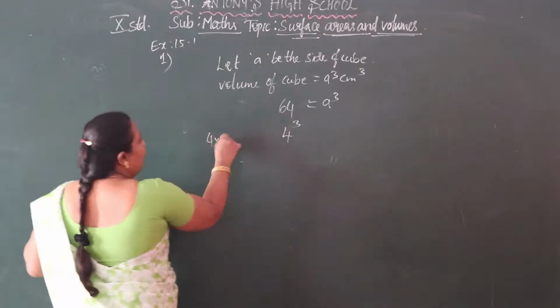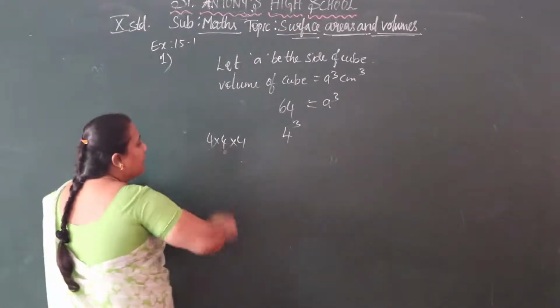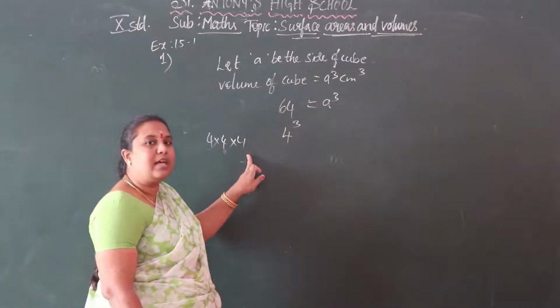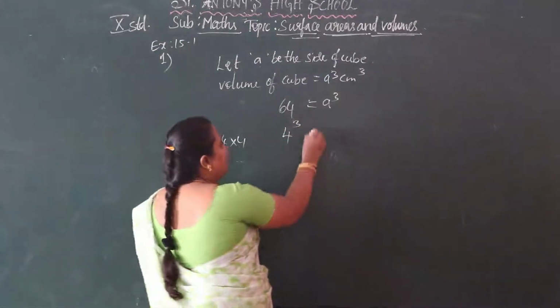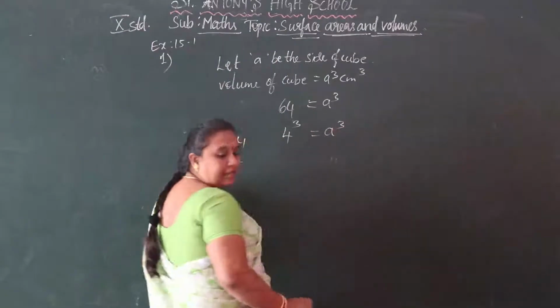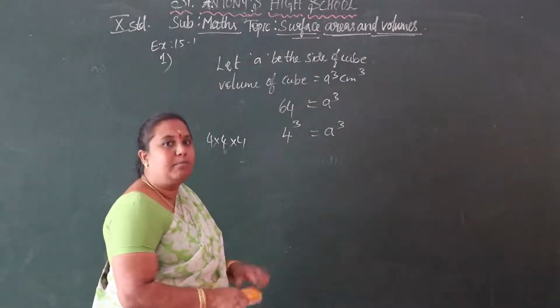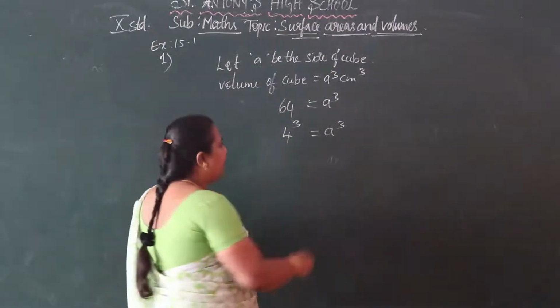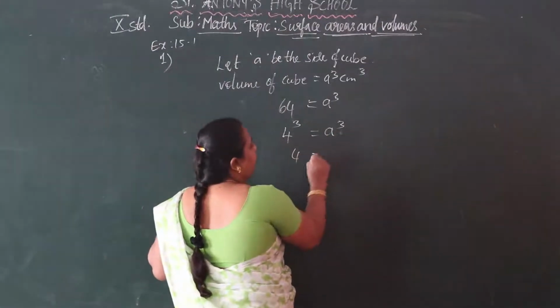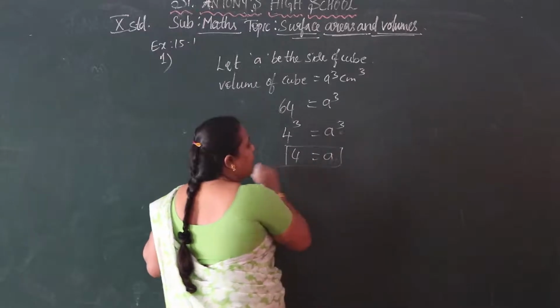See, 4 into 4 into 4. 4 fours are 16, 16 fours are 64. So we write 4 cube equals a cube. We are taking cube roots on both sides, and we have 4 equals a. So a equals 4.